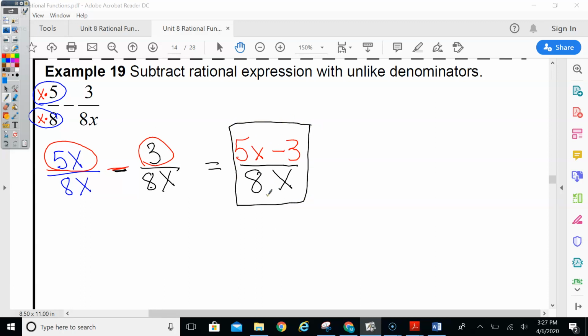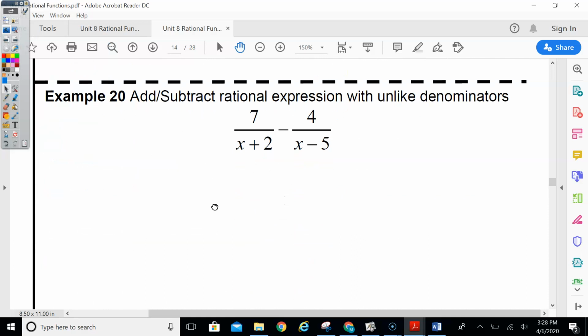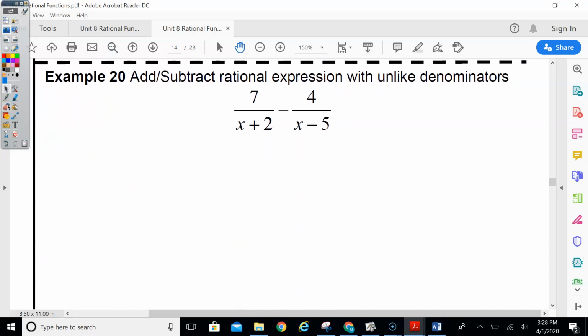If it asks for excluded values, you can actually say what the denominator can't be like we did before, but these don't ask you that. They just ask you to add or subtract. Okay, so that's all for that one. We can't combine anything, so it just stays. Alright, now what about this one?